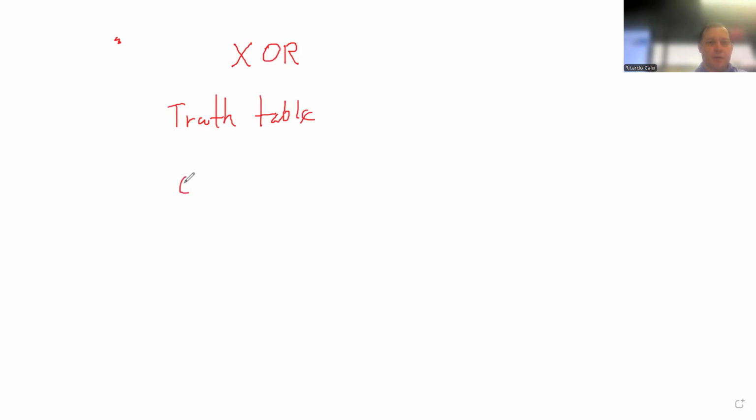So if we have 0 XOR 0, you get a 0. And then if you have 0, 1, then you get a 1. If you have 1, 0, then you get a 1. And 1, 1, you get a 0. Okay, makes sense? So essentially, that's the operation that you're familiar with.